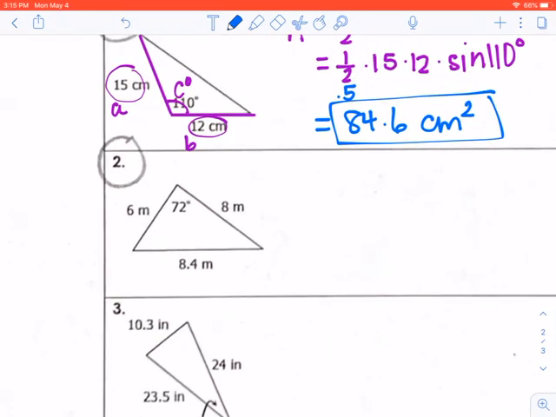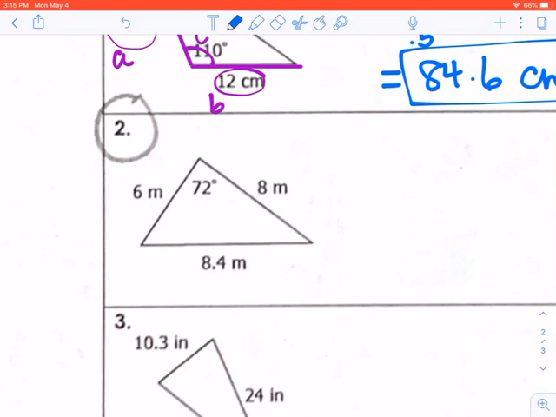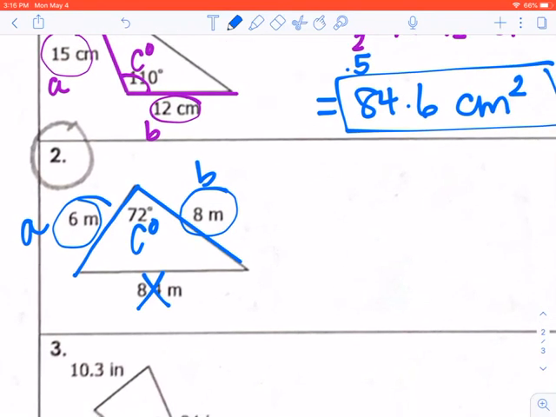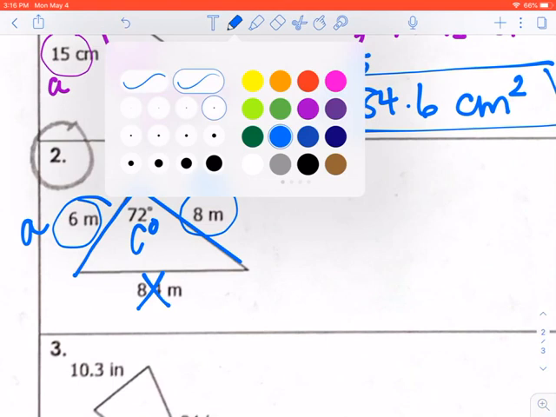Okay. On number 2, we'll do this one really quick. Just be careful. They're going to trick you. You do not need this 8.4. 72 degrees is created by these two sides right here. So those are the two sides you're going to use. I'll call this A, call this B, and then this will be angle C in degrees. So I do not need that 8.4. It was just extra information they're throwing in there to kind of throw you off. And then you can just answer the question.